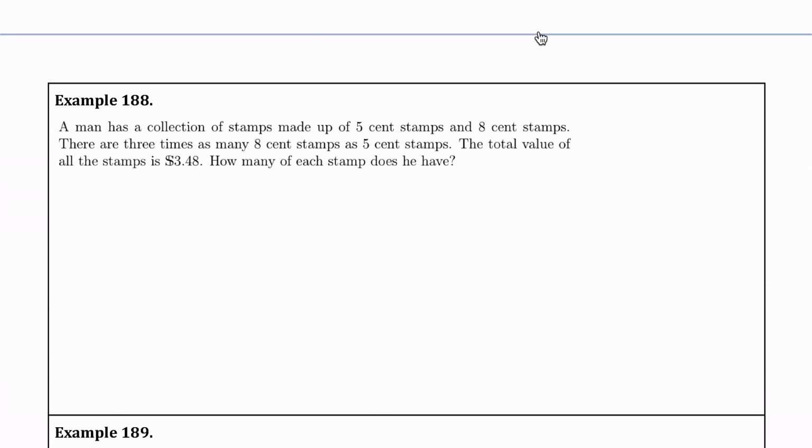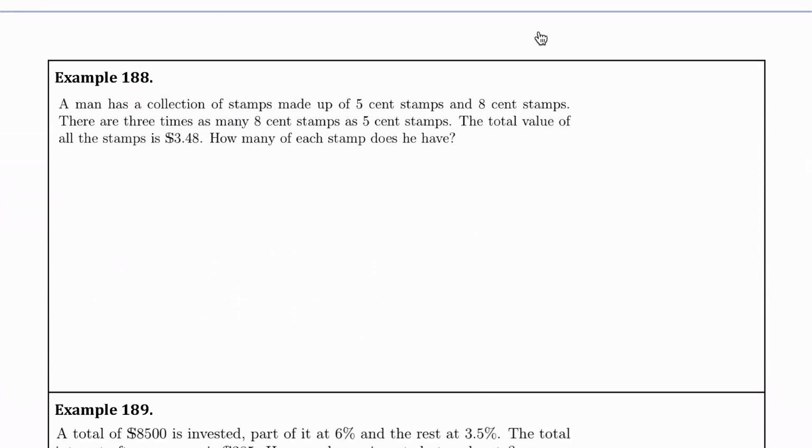Okay, a few more that we're going to practice setting up. Example 188 says a man has a collection of stamps made up of 5-cent stamps and 8-cent stamps. It tells us there are 3 times as many 8-cent stamps as there are 5-cent stamps. So we have more 8-cent stamps than 5-cent stamps. It tells us the total value of all the stamps is $3.48, and we're trying to answer how many of each kind this guy has.